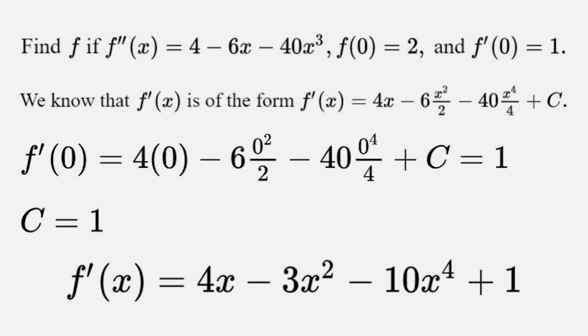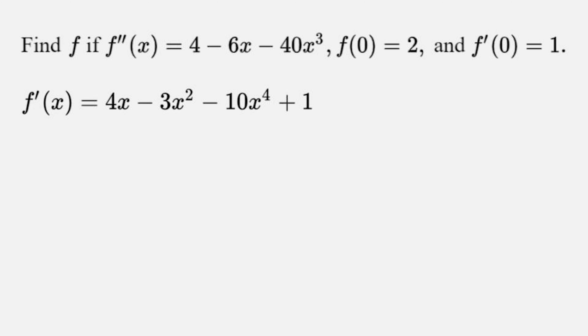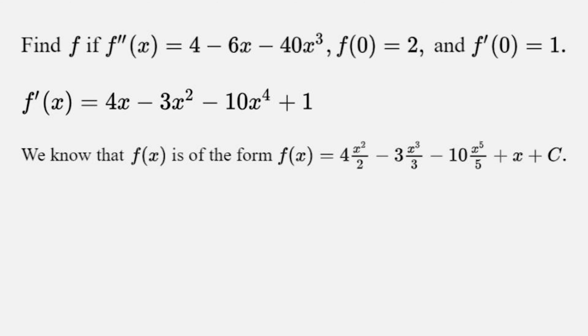But this is not our answer quite yet, because we were not looking for the first derivative, we were looking for the original function f. So let's make some room here and do the same process again, but we're going to start with the first derivative, take the antiderivative to get f, and then use the initial condition that f of 0 is equal to 2. And for the antiderivative, we're going to go through and use the power rule again.